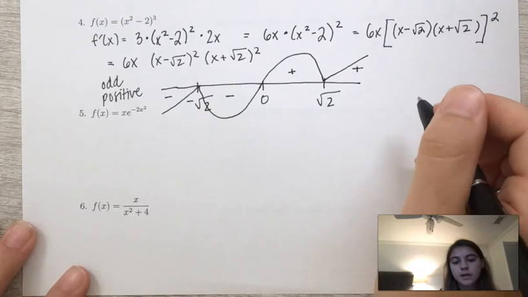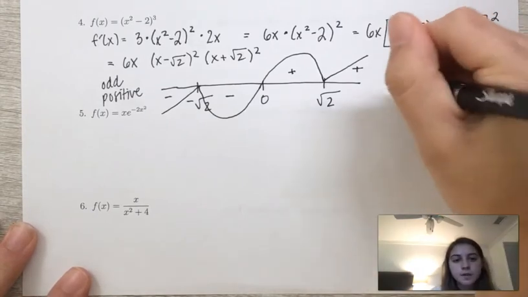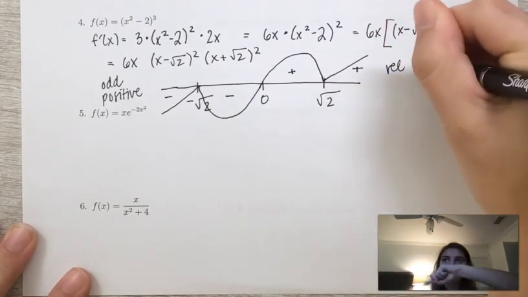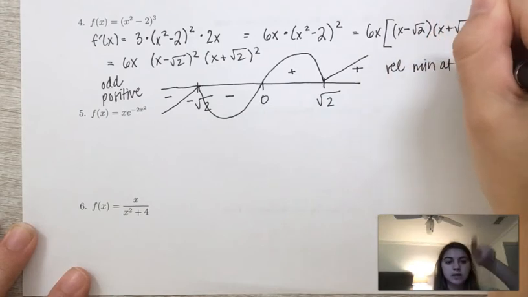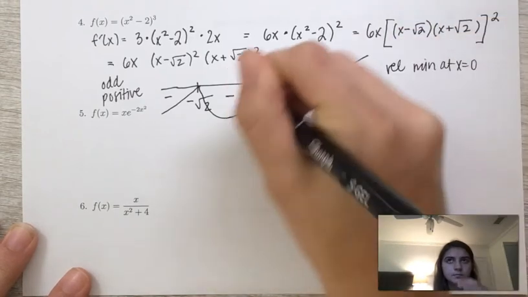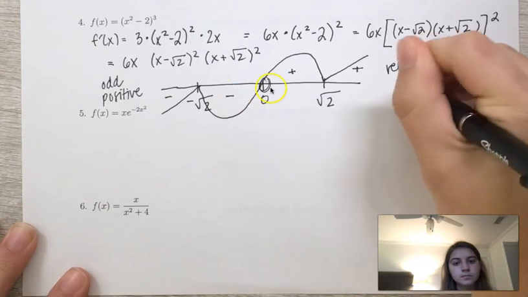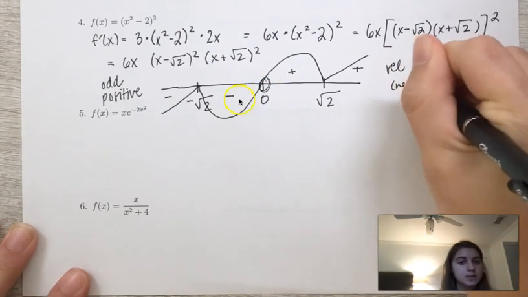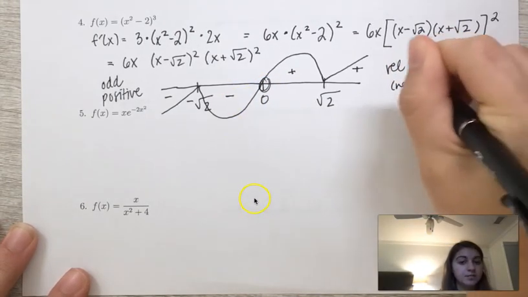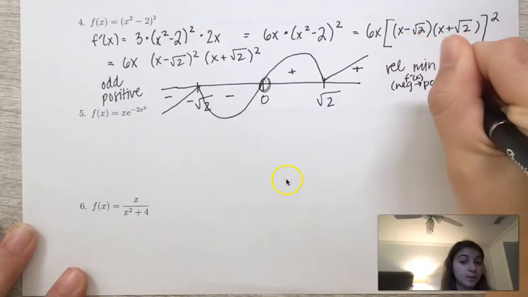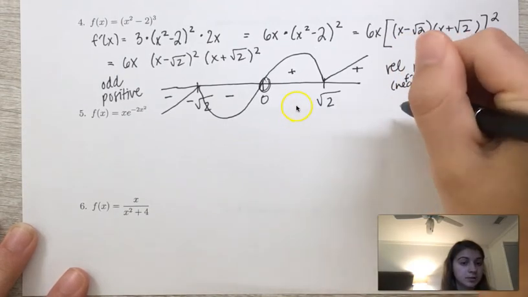And so now we're going to locate our mins and maxes, and remember, for it to be a min or a max, f is going increasing to decreasing or decreasing to increasing, which means f prime is changing positive to negative or negative to positive. So at 0, it's a min because f prime is negative, so f is decreasing, and then f prime becomes positive, so f is increasing.